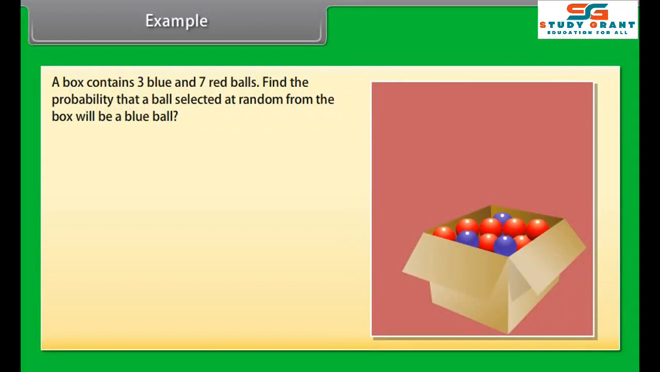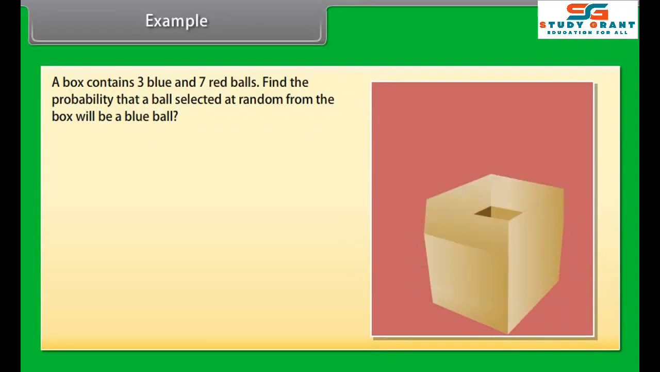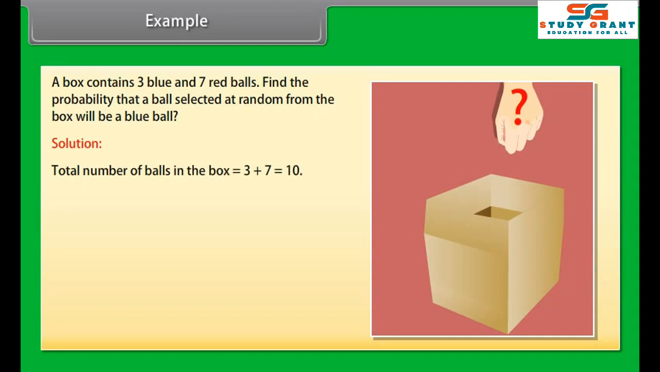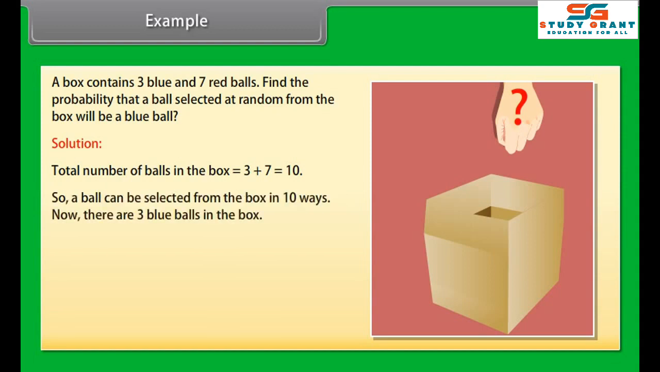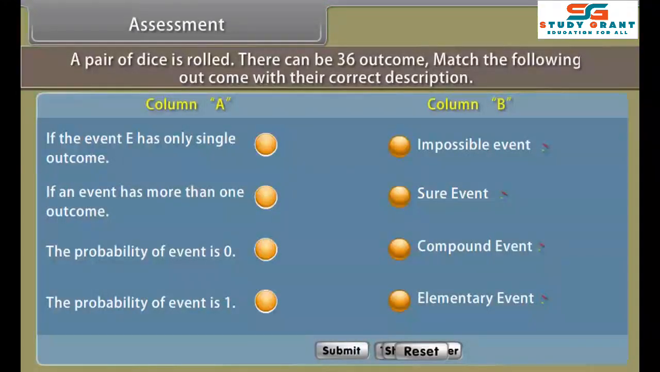12 by 13. A box contains 3 blue and 7 red balls. Find the probability that a ball selected at random from the box will be a blue ball. Solution. Total number of balls in the box is equal to 3 plus 7 equals 10. So, a ball can be selected from the box in 10 ways. Now, there are 3 blue balls in the box. So, a blue ball can be selected from the box in 3 ways. Hence, the required probability is equal to 3 by 10.